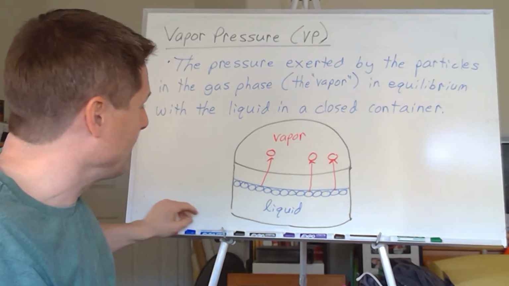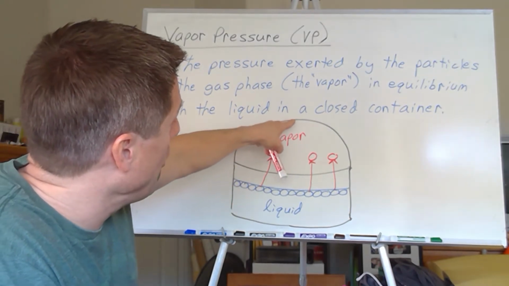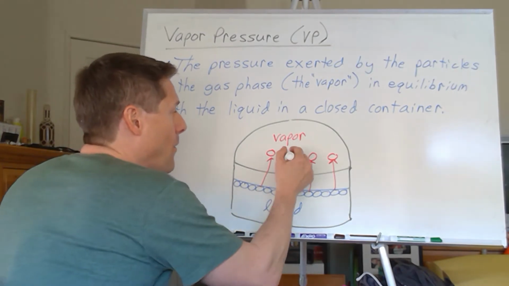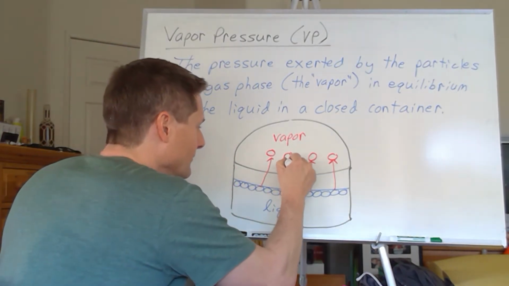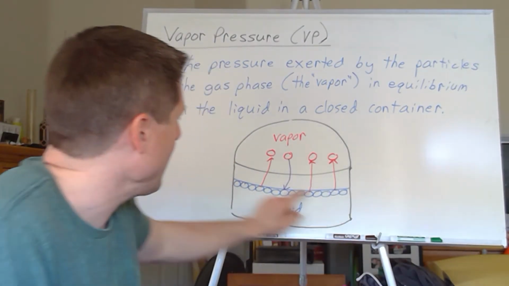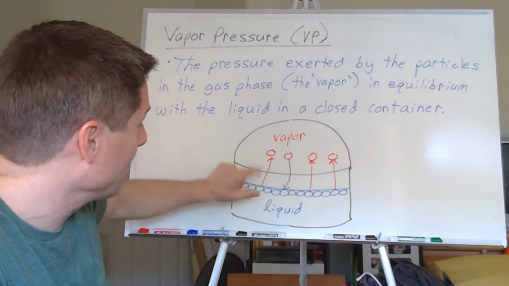Would it make sense, though, that one of these gas particles could go boom, hit the top, and go bang, back in? Oh, my. So it's possible, I'll put that in purple. So evaporation are these arrows in red going from the liquid to the gas phase, or the vapor phase.